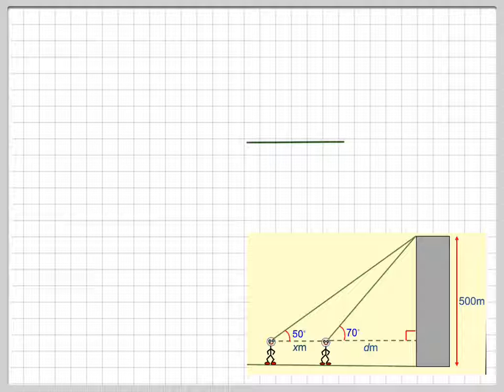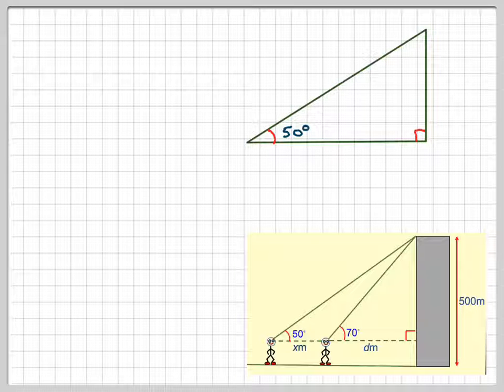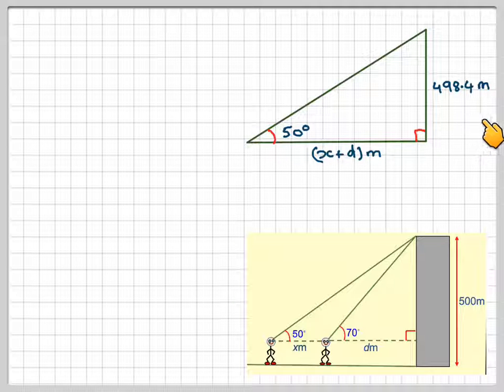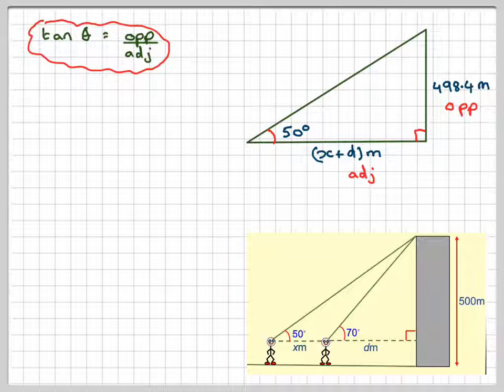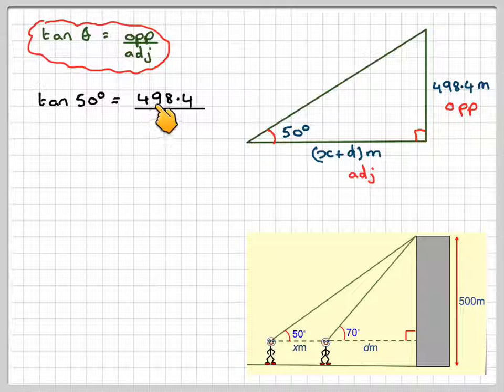So, repeating the process, drawing out the bigger triangle. This is 50 degrees. This side is x plus d. This is going to be 498.4 meters. Remember, we took away 1.6 from the height of his eye. Again, opposite and adjacent, so again we will use tan is opposite over adjacent. So tan of 50 is 498.4 divided by x plus d.